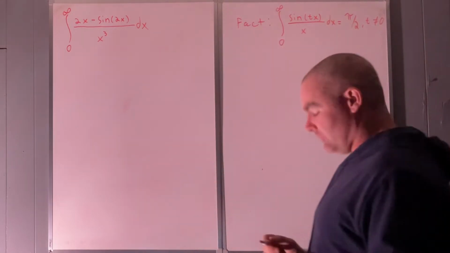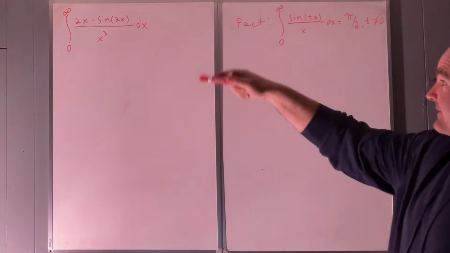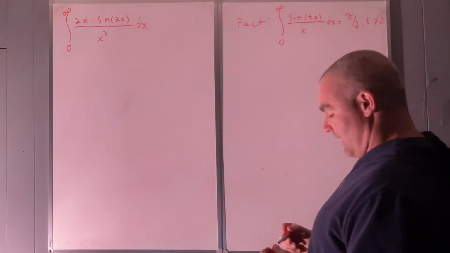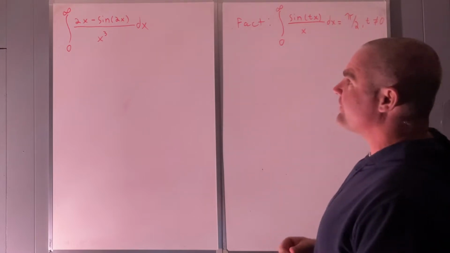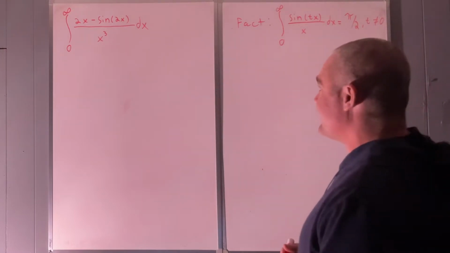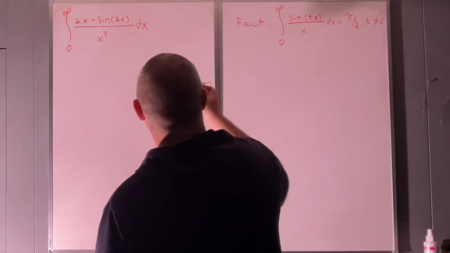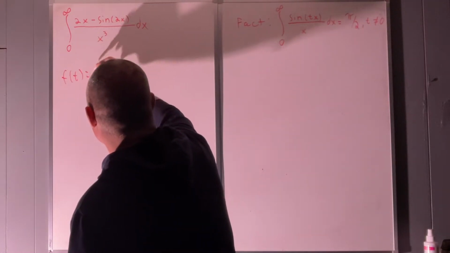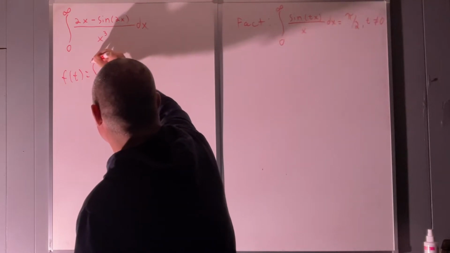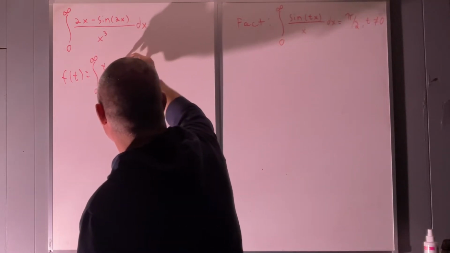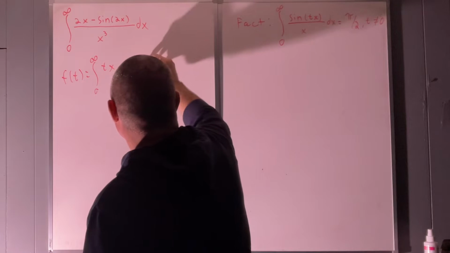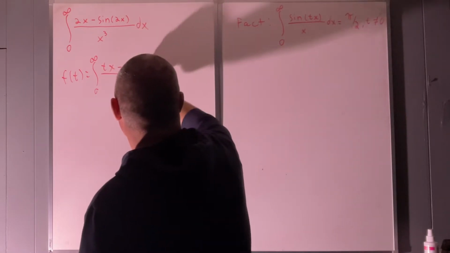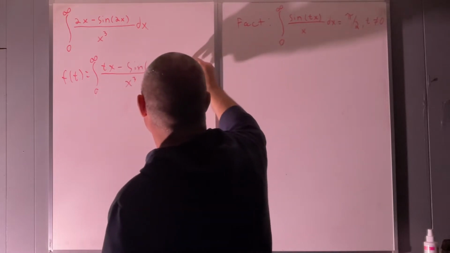So we'll do something a little bit different in this evaluation. We are going to be reparameterizing it to make a function of t, but we're going to be inserting a t in two different places. So our function of t will be equal to the integral from 0 to infinity of tx minus sine tx over x cubed dx.